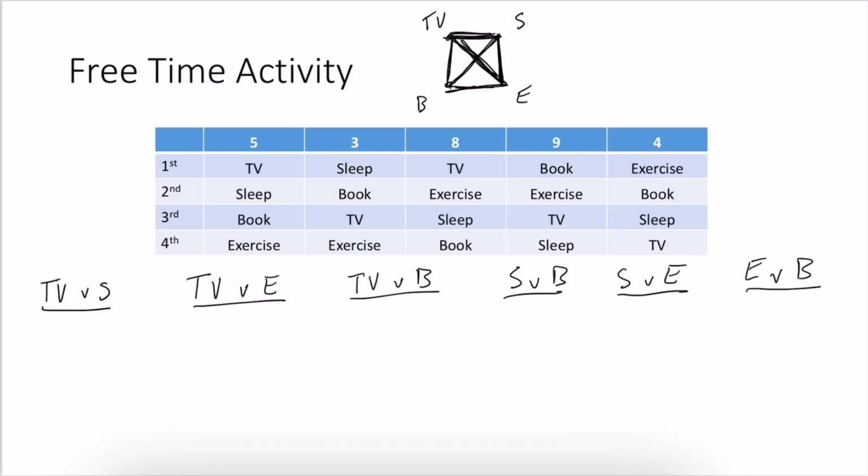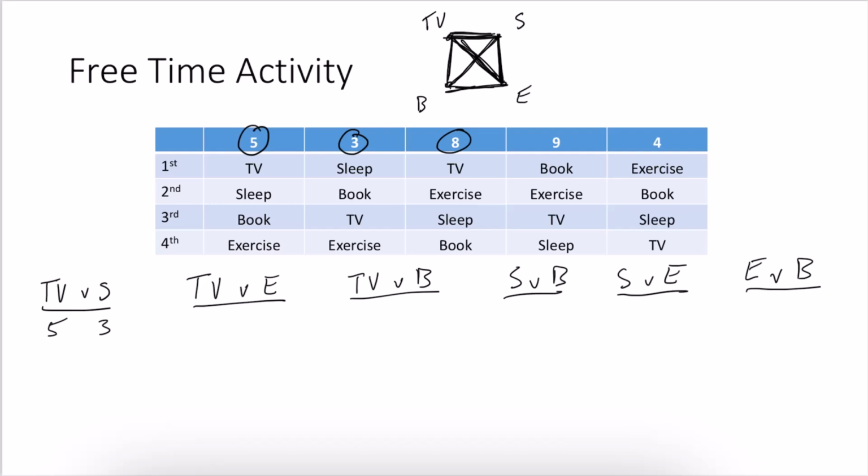And so these would be our 6 possible pairs of what you could do in a free time activity. So to figure out the winner of each pair, we just go through each column. So these 5 people voted for TV over sleeping, so that's going to go to TV. These 3 people voted for sleeping over TV, so that's going to go to sleeping.